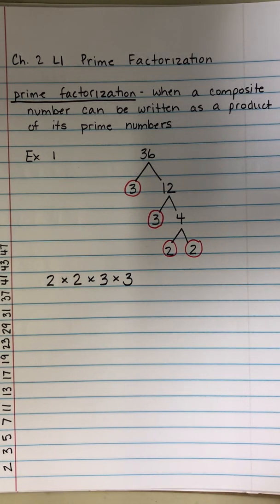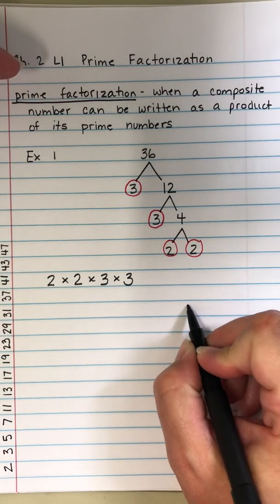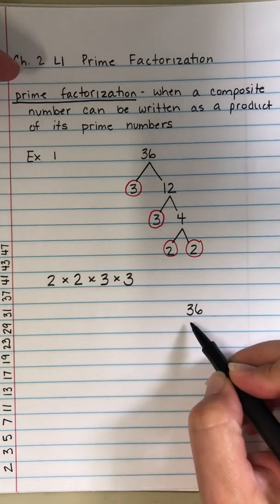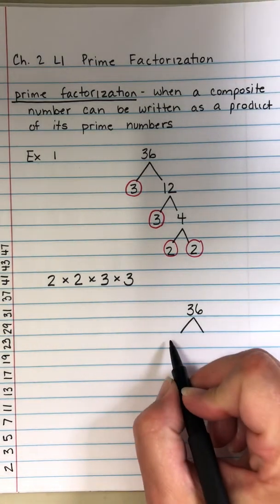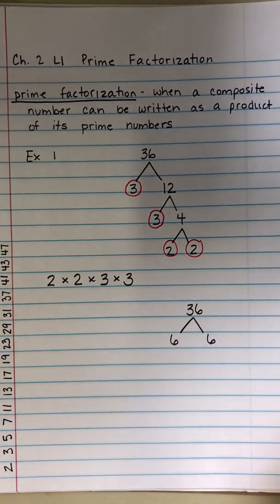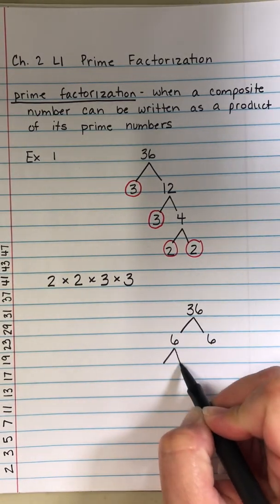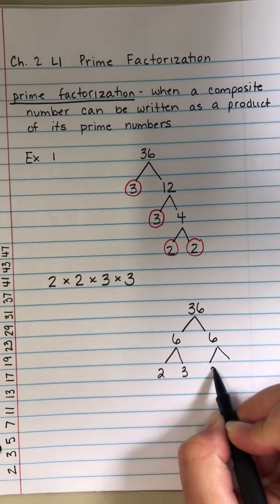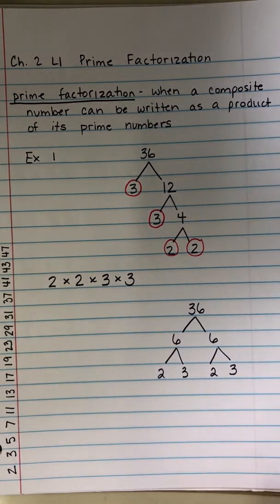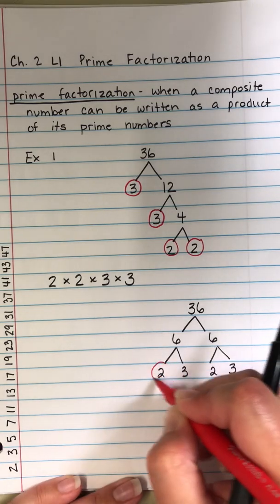Now I'm going to do this again to show you that it doesn't matter which factors you start with, as long as they are correct. All right, 36. One of the other combinations of 36 is 6 times 6, right? 6 times 6 is 36. Well, this 6 breaks down to 2 times 3. And this 6 breaks down to 2 times 3. All of which are apples.